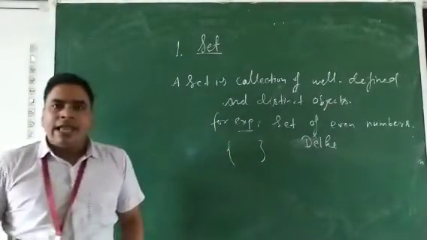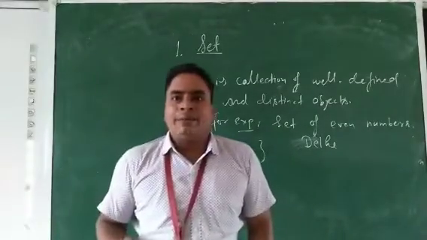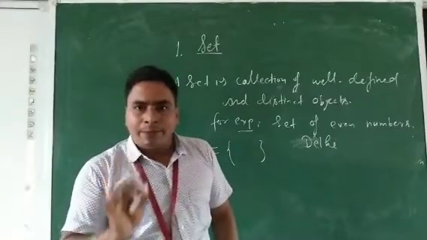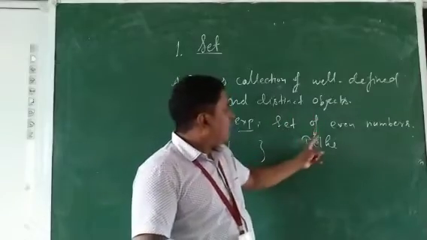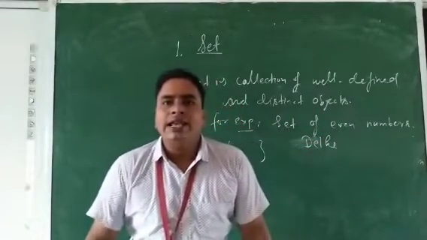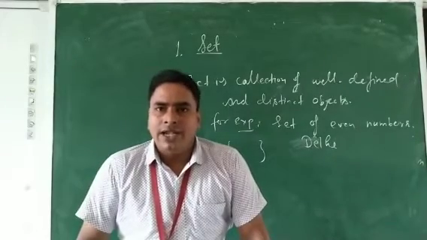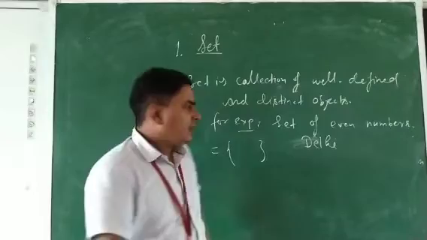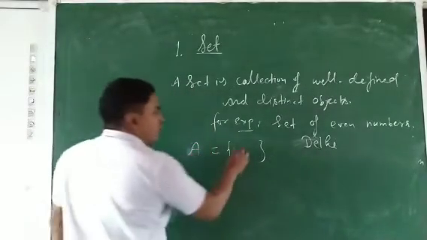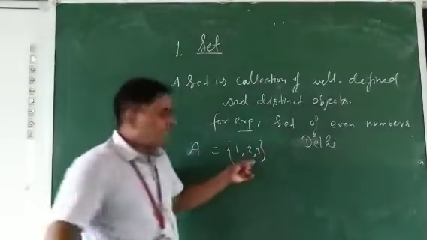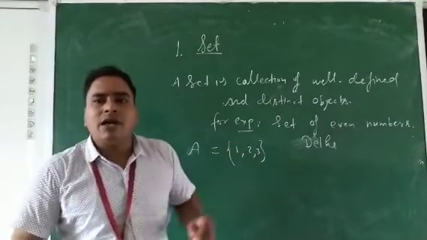this bracket. Okay? And we will also use English alphabet capital letters to represent or denote a set. And elements or objects of the set we can represent by a small English alphabet letter, or by a number. Suppose here we define a set A is equal to {1, 2, 3}. So here is set A, 3 elements are there, 3 members are there.